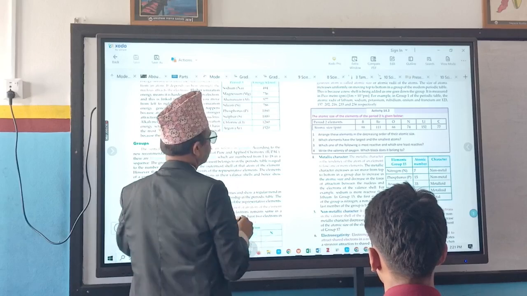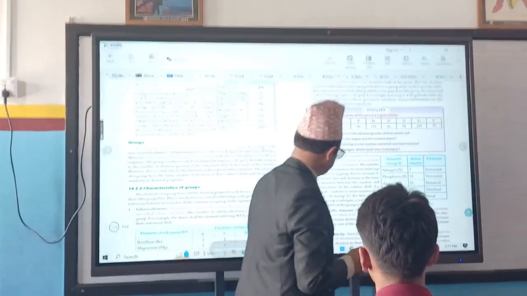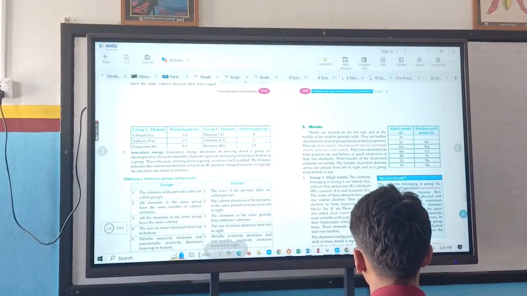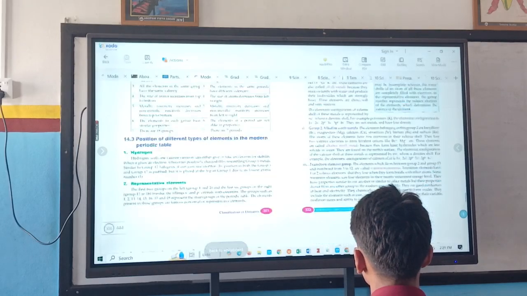You have just said metals. Where are the metals kept? Metals are kept on the left hand side. Non-metals are kept on the right hand side. Metalloids. Where are the metalloids kept? Between metals and non-metals.